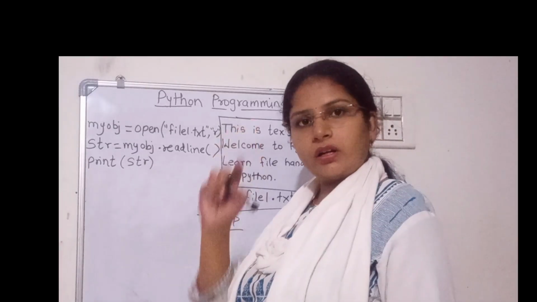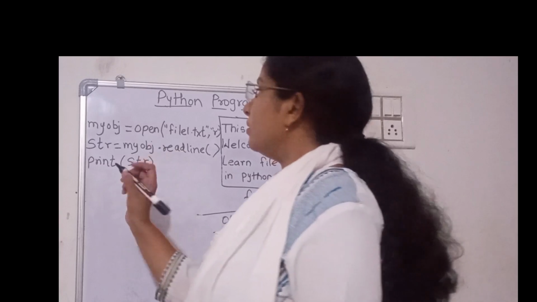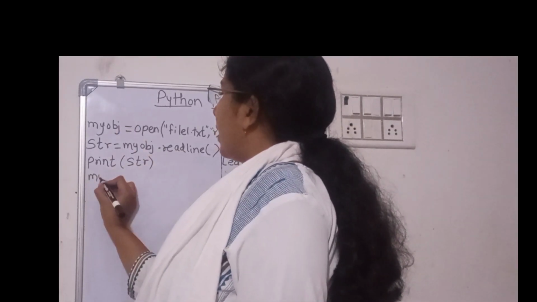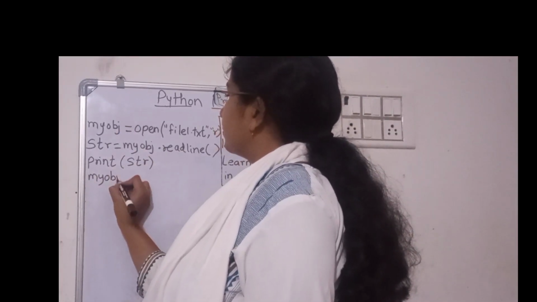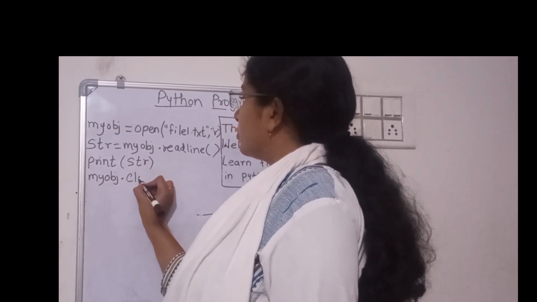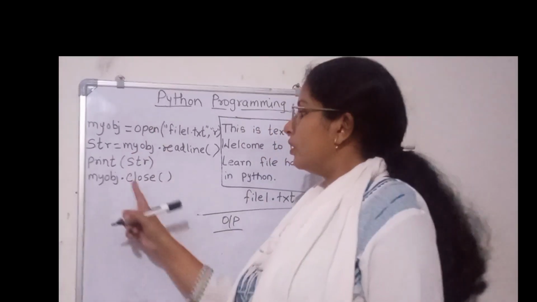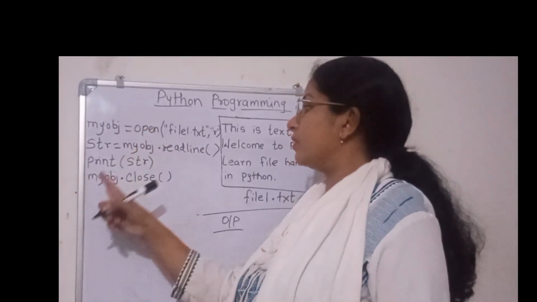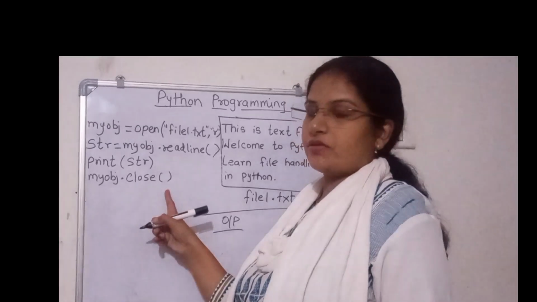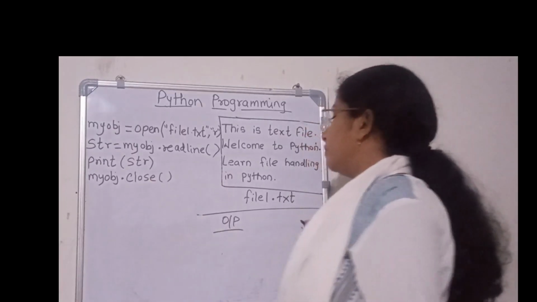After you are done with all the operations and methods, you need to close the file as well. So my object dot close function. Just like you open the file using the open method, you need to close the file as well. So by using the close method, you are closing the file.